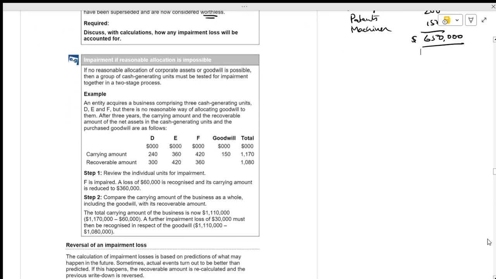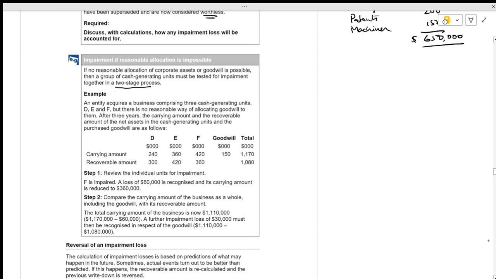What it says is that if no reasonable allocation of corporate assets or goodwill is possible, then the group of cash generating units must be treated for impairment in a two-stage process. It means if we don't have any clarity, the group of cash generating assets should be treated in a two-way process. Step one is to look at the units individually, and step two is to compare the carrying amount of the business as a whole. I will explain this.